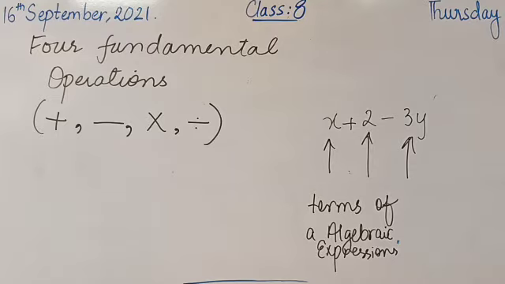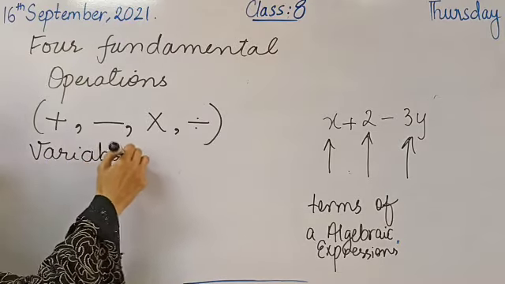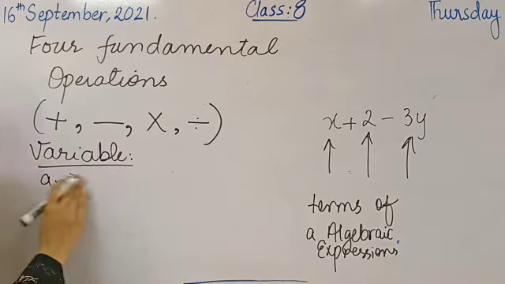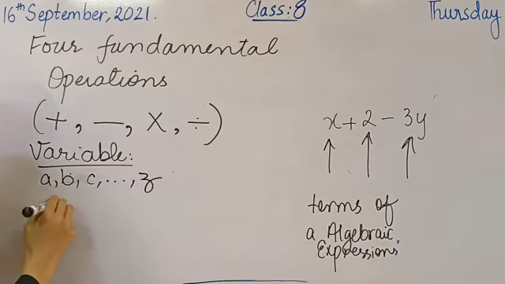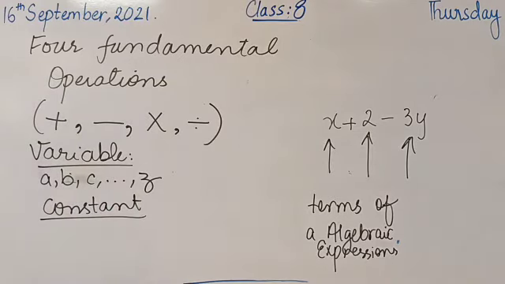Now we'll see what is a coefficient. First of all, we see what is a variable. What is a variable? All alphabets are used to denote variables. A variable is a symbol whose value may vary according to the conditions. Next is constant. What is a constant? All counting numbers are used to represent constants, and they have a fixed value.